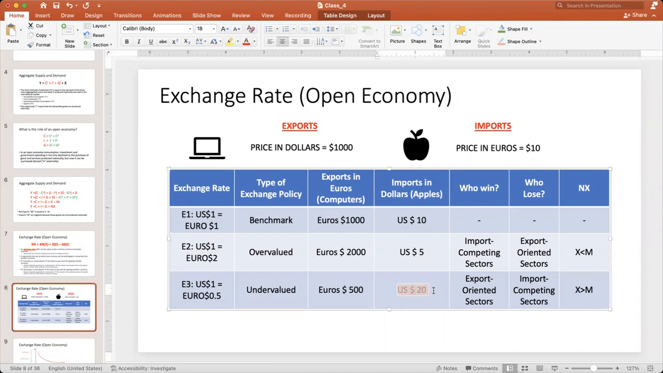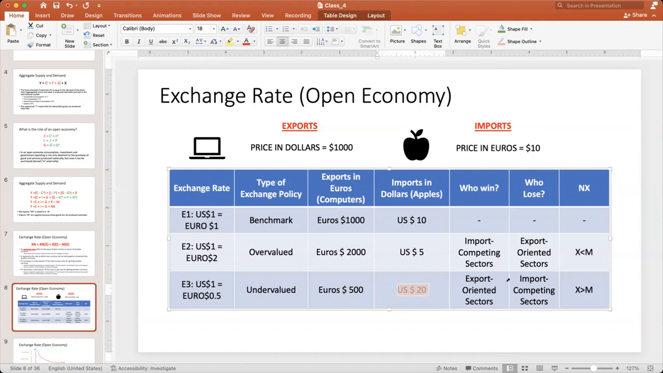So if this is the case, who wins? The export-oriented sector wins. Why? Because we are producing the same computers with the same cost. However, for a European, with this exchange rate, the price is cheaper. So we can export more. And who loses? Well, the household loses. Why? Because we have to pay more than double in this moment. So we prefer to buy the apples domestically.